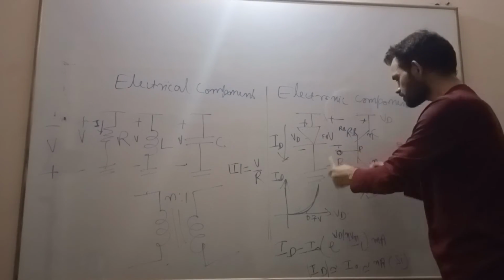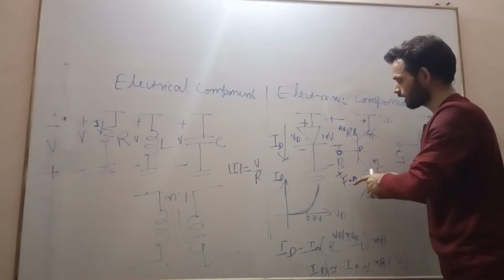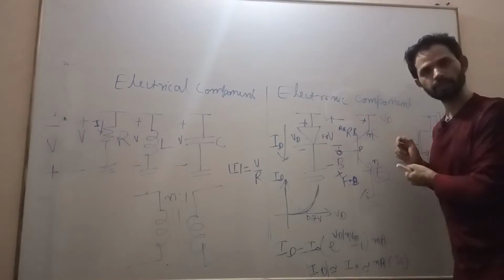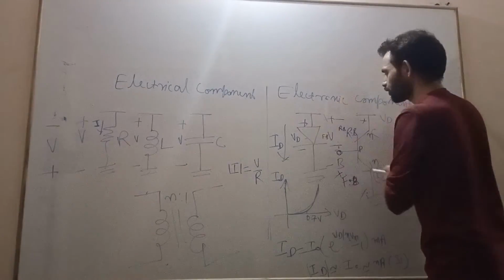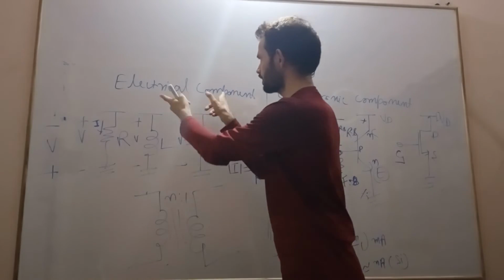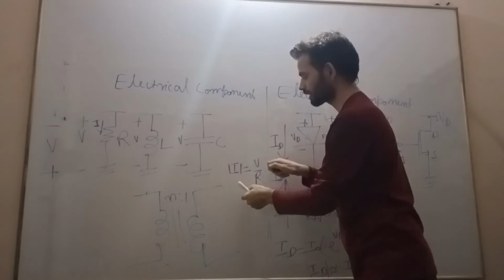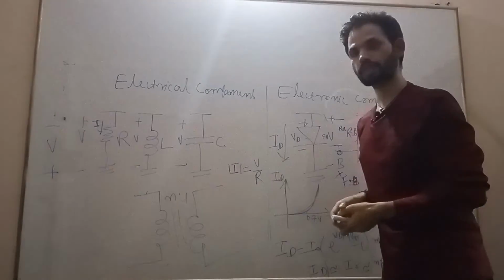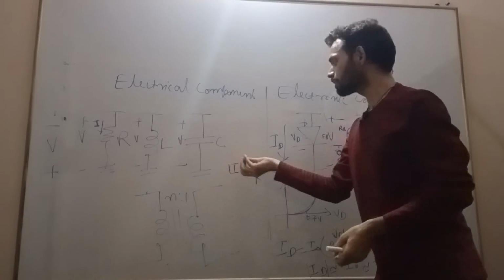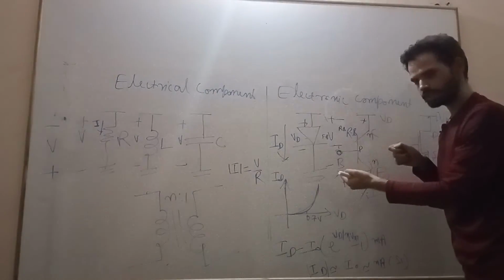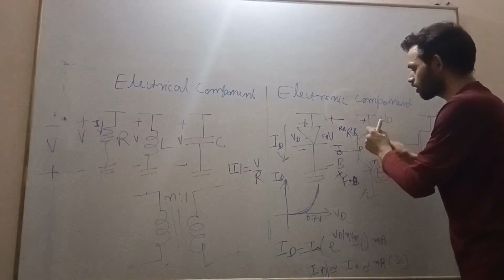See, by just changing the polarity across the device, we are getting different applications across the output of this electronic component. But in case of electrical component, just changing the polarity of voltage, we are not getting any change across the output, hence we are not generating different applications. But here we are generating different applications just by changing the polarity of voltage.